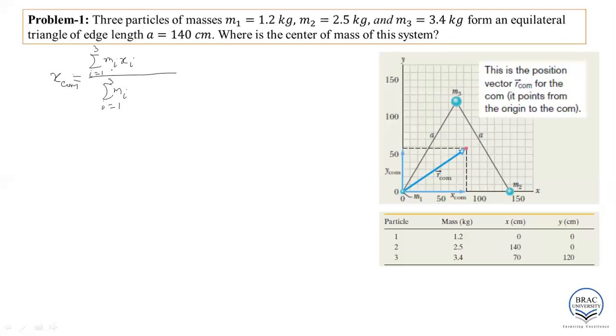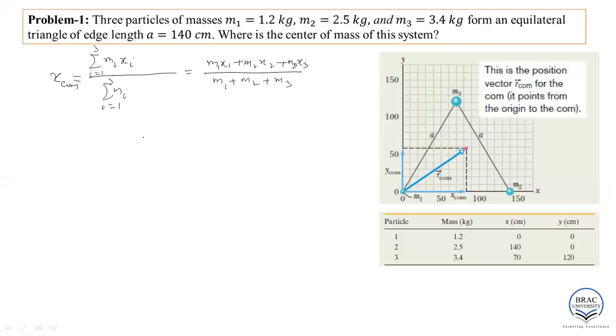In the numerator, we get the product of mass and the x coordinate for each of the 3 particles here. And in the denominator, we have the sum of the masses of all particles. So what we get from this equation is m1 x1 plus m2 x2 plus m3 x3 divided by m1 plus m2 plus m3. So if we put the values here, then what do we get actually?